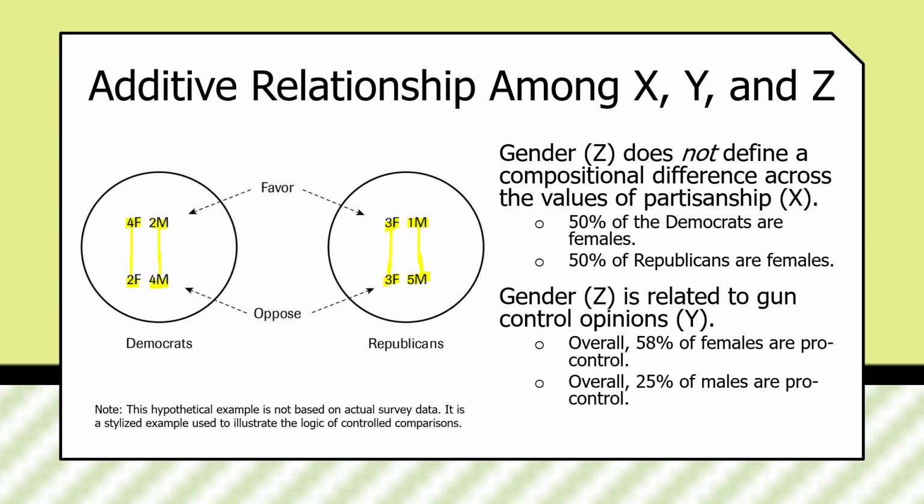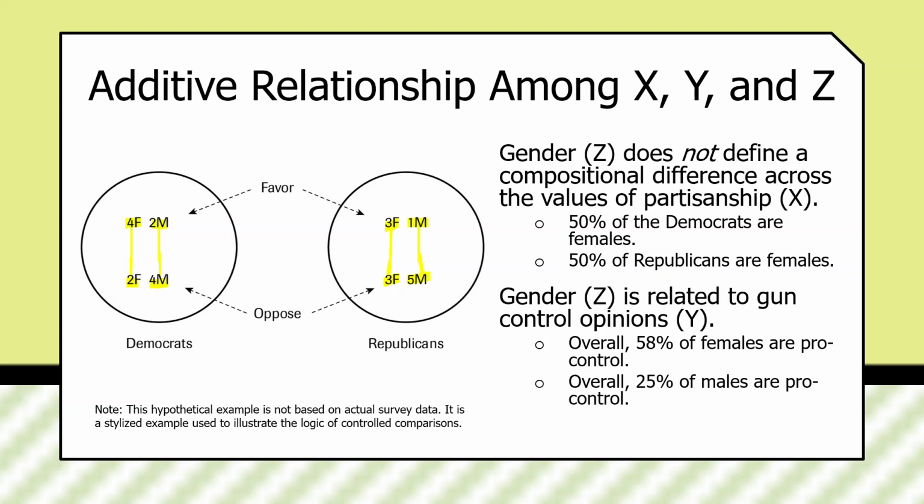And a point I did not emphasize, gender overall is related to gun control opinions. We could go back and review that, but if you look at all the females that were represented in that diagram and look at all the males that were represented, 58% of females are pro-control and 25% of males are pro-control. So just to review these two main bullets, gender is not related to partisanship in this representation. So if we had a relationship between Z and X and we're trying to represent it, we would say, well, they're just unrelated. There's no arrow or there's no line between them.